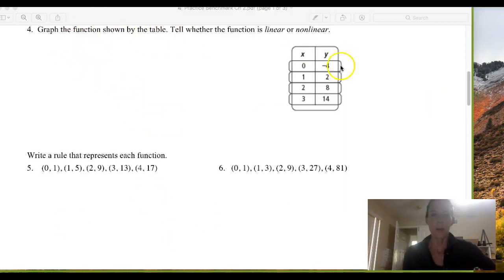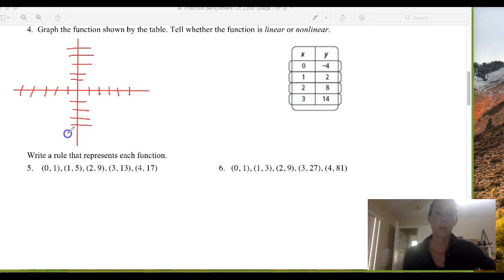Okay, graph this function shown by this table and tell whether the function is linear or nonlinear. Really, all you need to do is graph it to tell. I will give you graphs for the actual test, by the way. I apologize that there are no graphs on here. But if I go ahead and sketch this out by hand, it's not very accurate. 1, 2, 3, 4, 5, 1, 2, 3, 4, 5, and so on.